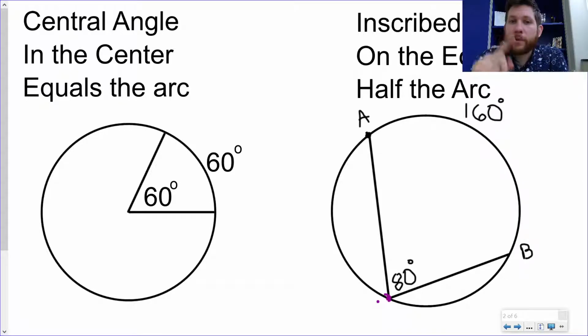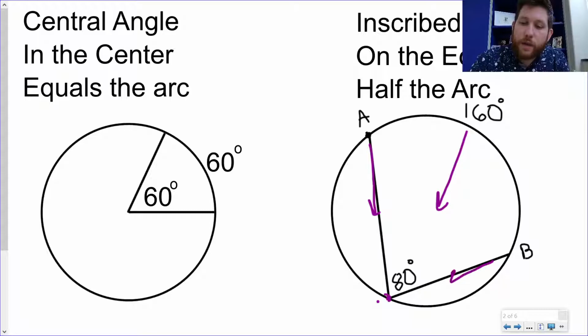And notice there's something really important happening here with inscribed angles. Inscribed angles are equal to half of the arc. So there's kind of two ways to think about this. If I'm thinking about the arc going into the angle, notice how the angle is like getting smaller as we go in. It's an easy way to remember it. We're going to cut it in half. 160 divided by 2 gets us 80.